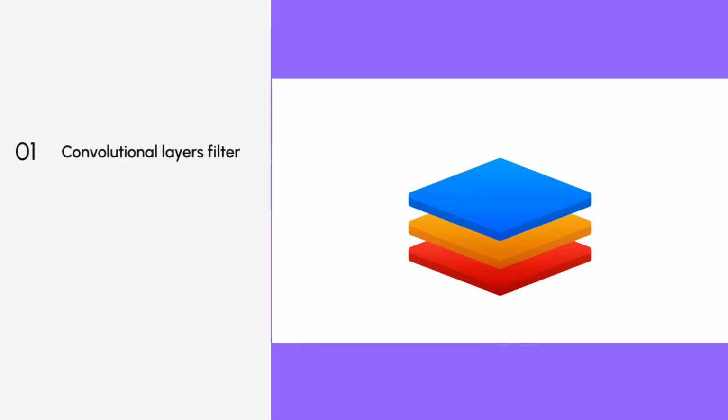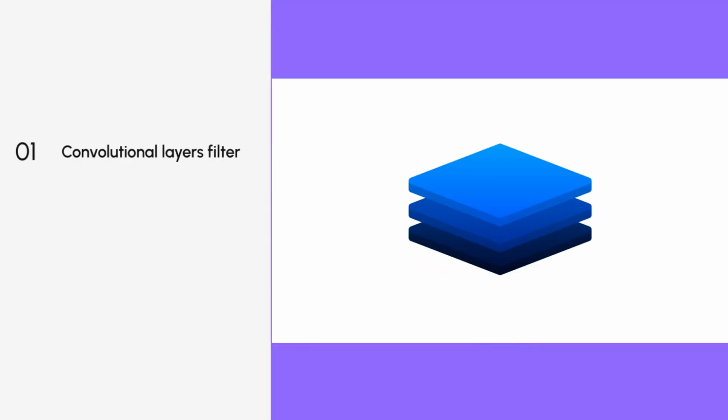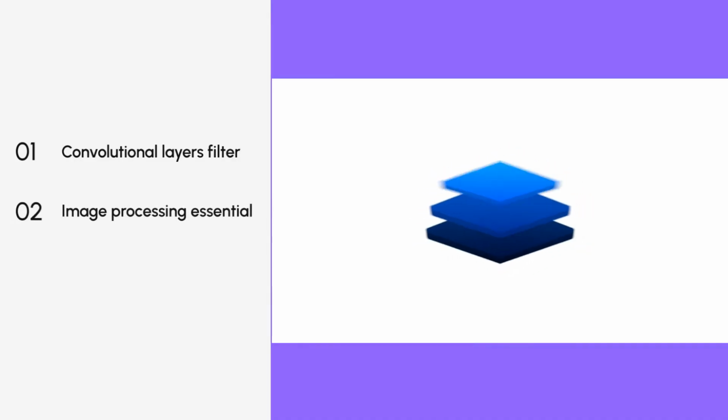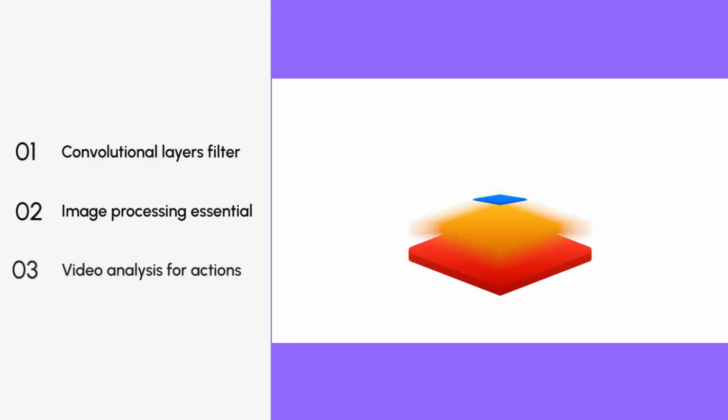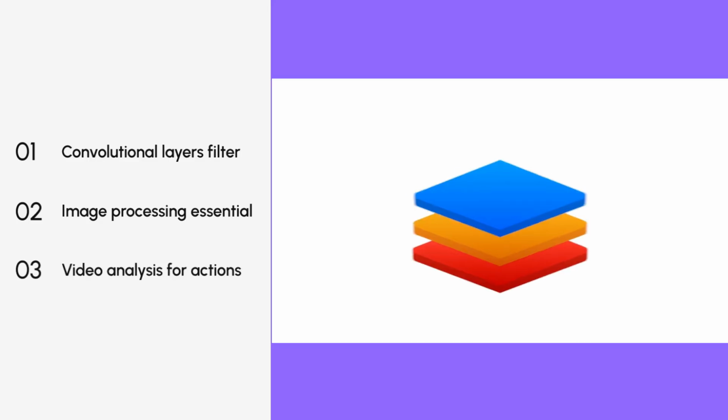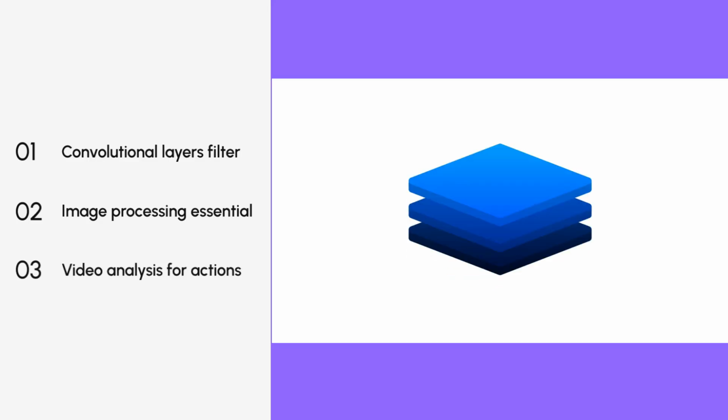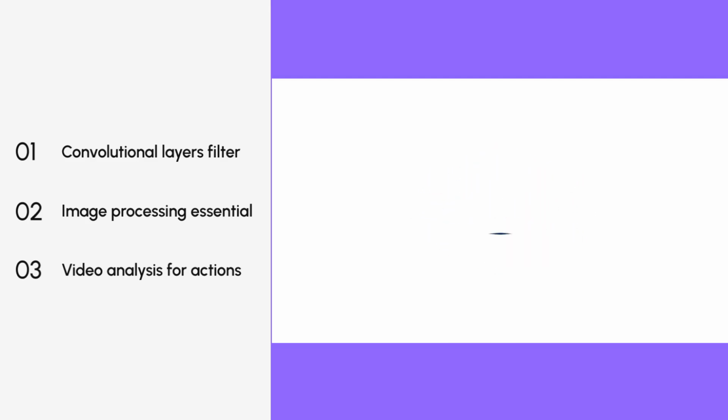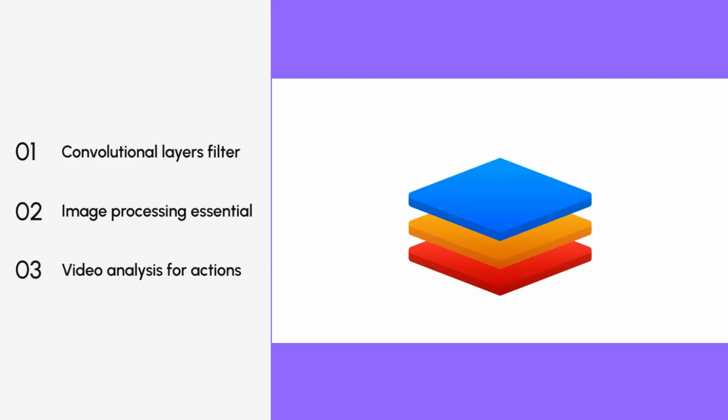Convolutional layers apply filters to capture spatial patterns, essential for image processing and object recognition, and used in video analysis for activity recognition. One-dimensional convolutions handle time series data. These layers are pivotal in modern AI applications.